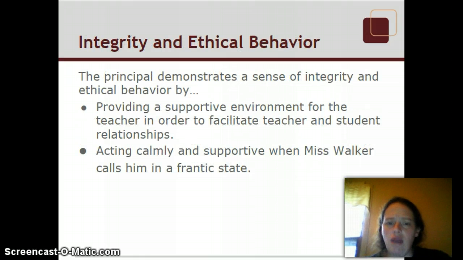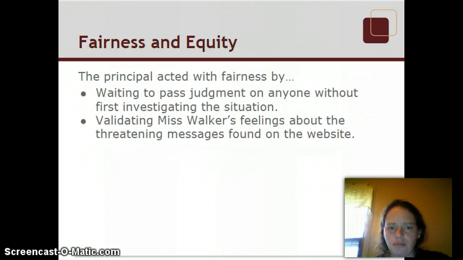Integrity and ethical behavior. The principal demonstrated a sense of integrity and ethical behavior by being supportive of the teacher in order to facilitate teacher and student relationships. The principal has been working with this teacher to make this happen. And then also just to act calmly and supportively when Miss Walker called him that night in a frantic state.